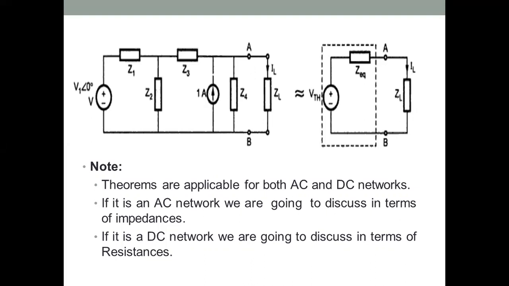Before going to the steps for solving Thevenin's theorem, we are going to see some important points related to it. In the note, if you observe, theorems are applicable for both AC and DC networks. We know that, right? If an AC network is used, we call these things impedances, whereas if a DC network is used, we call these things resistances.